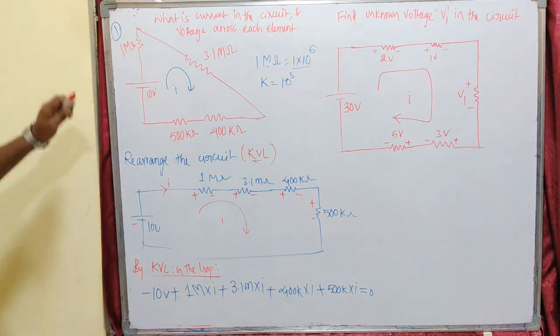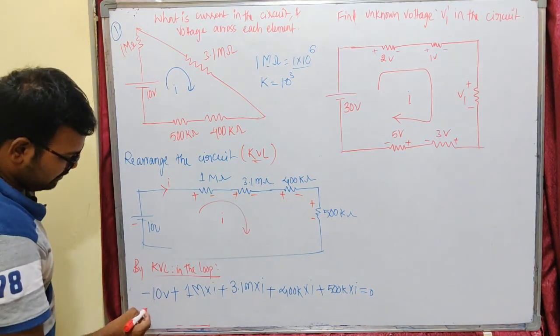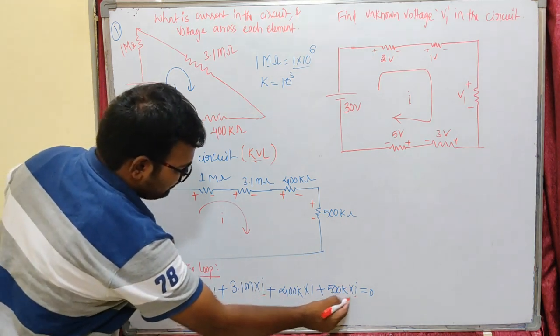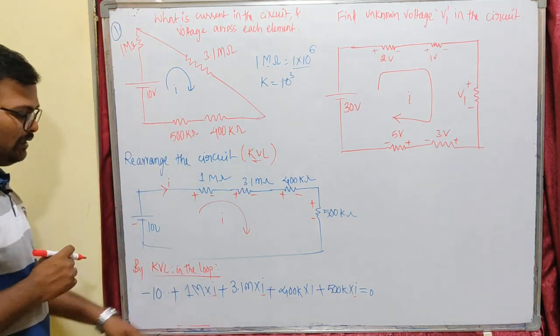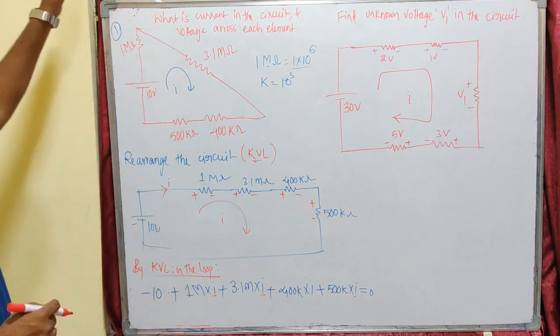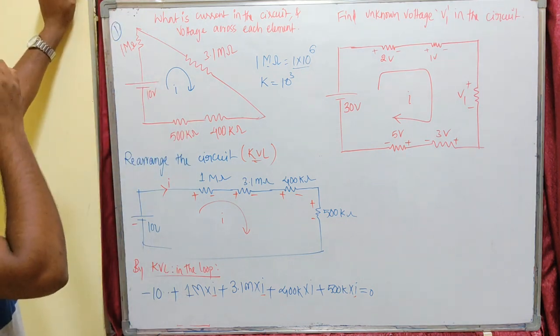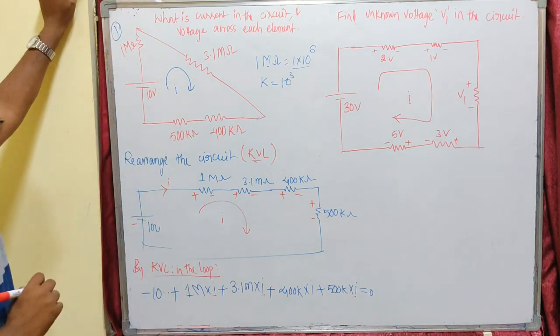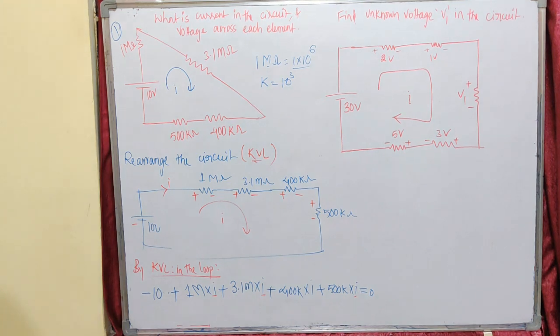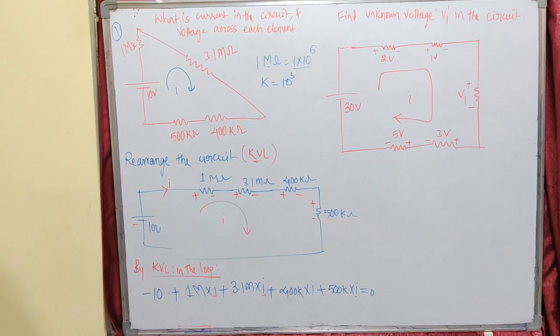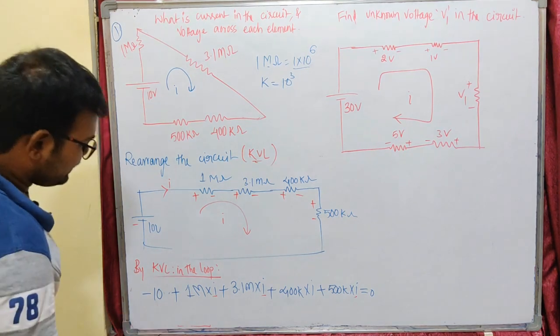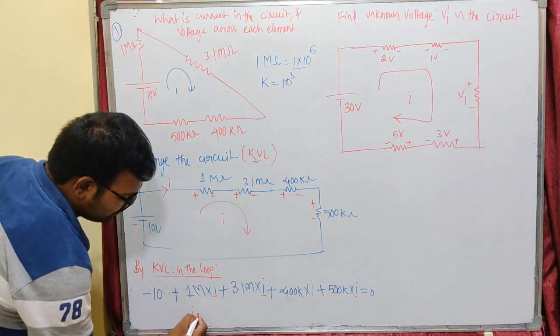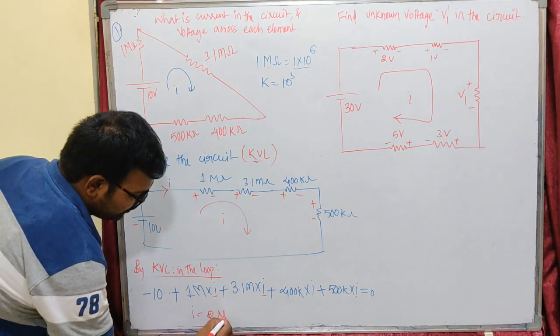If you rearrange this, you can find I, because it is the only unknown parameter. The 10 volts is the value, and the sum equals 0. You can rearrange this and get the value of current. After rearranging, you get the current I as 2 microamperes, because we are getting the resistance in mega ohms.